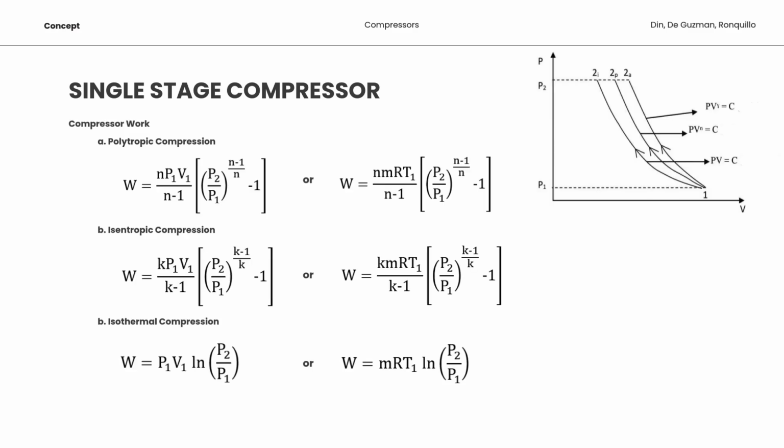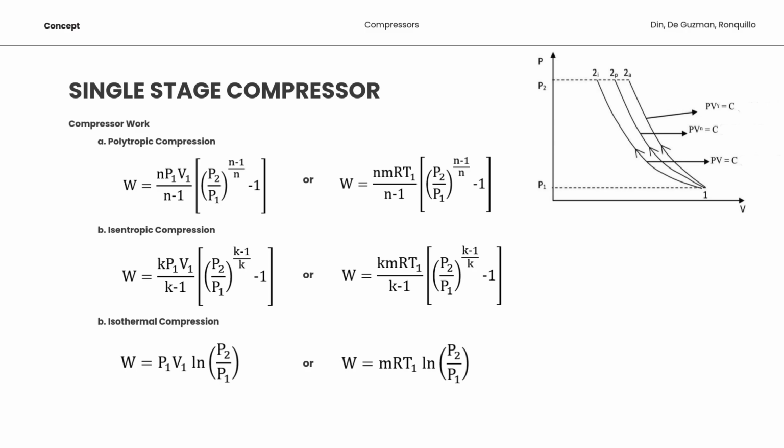For the polytropic compression, this process lies between the isothermal and isentropic processes. In the figure, 1 to 2p is a polytropic process, and the relationship between pressure and volume is given as PV raised to n is equal to C.